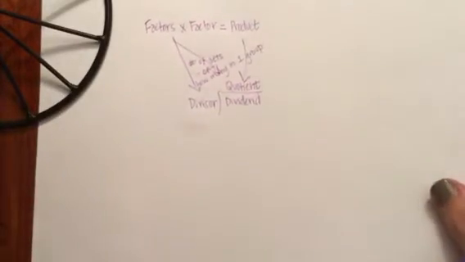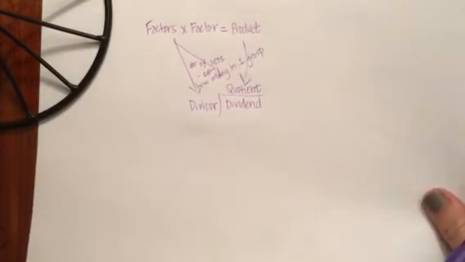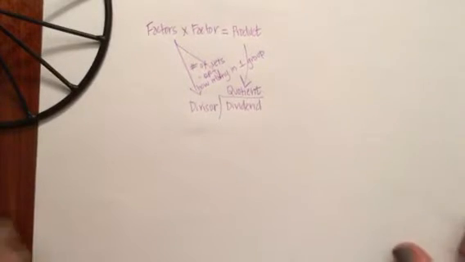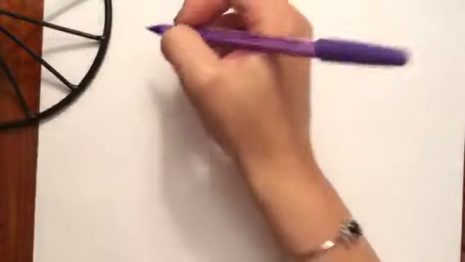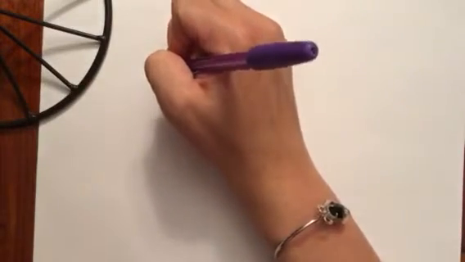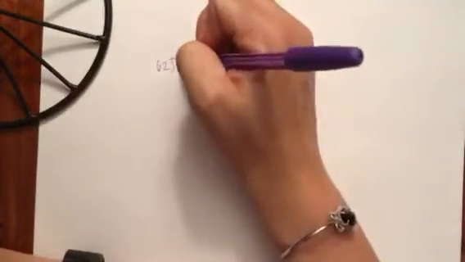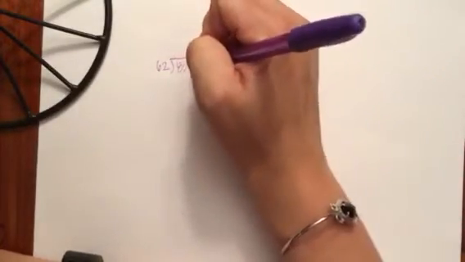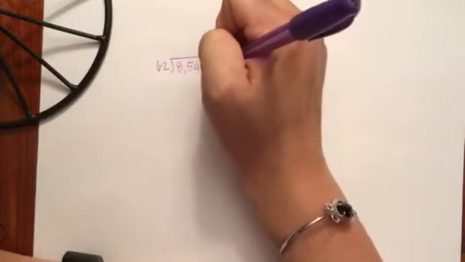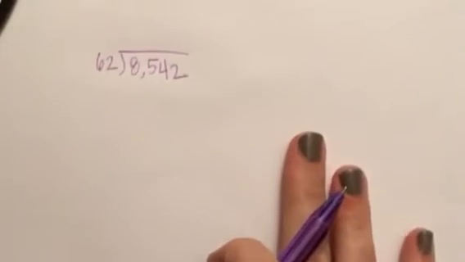So, in 5th grade, our division is dividing by two-digit divisors, meaning that these numbers could be anywhere from 10 to 99. The problem that we're going to start with is going to be 62 divided into 8,542. Okay, I'm going to zoom in so we can see a little bit closer what we're doing.